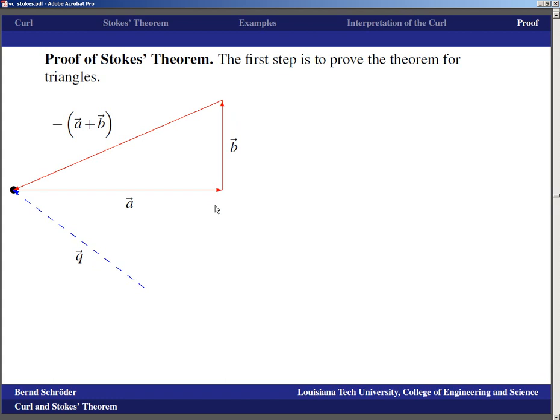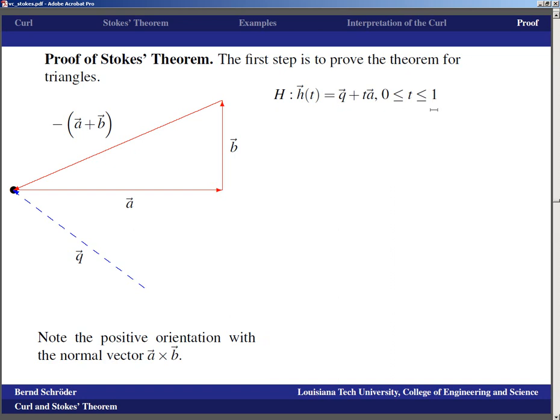So that means then also, in terms of proving Stokes' theorem, that there is a positive orientation with the normal vector a cross b, because if a goes in this direction, b goes in that direction, then the normal vector a cross b points at us, which is exactly what it should do since we're traversing in the mathematically positive direction when we're looking at this triangle from the straight up above direction that we apparently have as our vantage point here. And then we can parameterize the three sides. So the side h would be h of t being q plus t times a, where t goes from 0 to 1, that's where we go from q to q plus a by just traveling along a being attached at q.